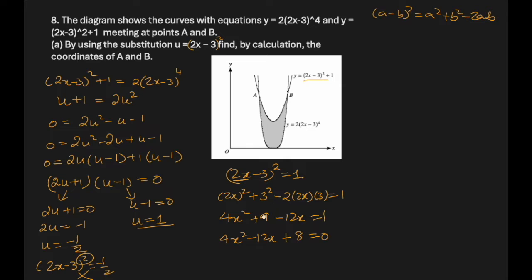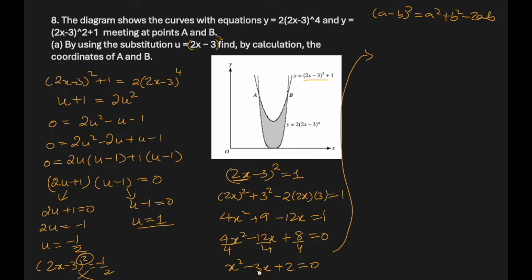Yeah, the 1 goes there. 9 minus 1 is 8. And we can divide this whole equation by 4 to simplify our mental calculation. So x² − 3x + 2 equal to 0, and let's finish it here.